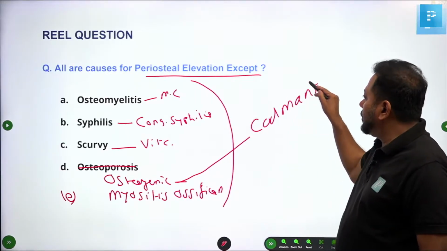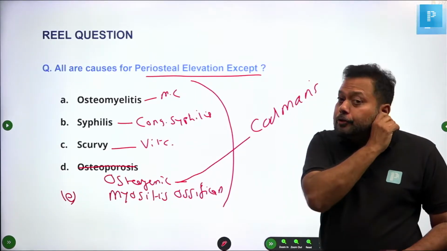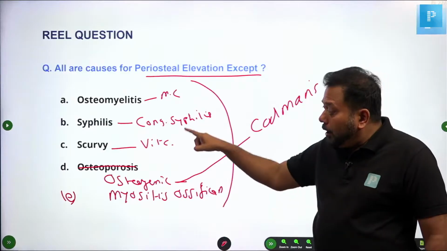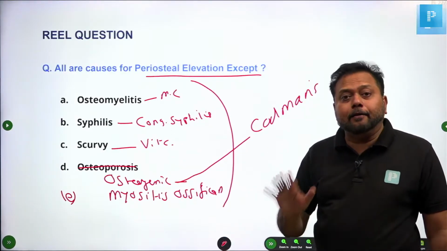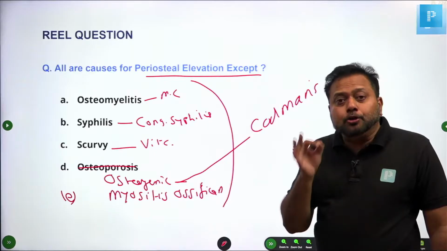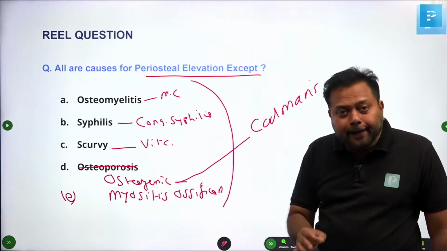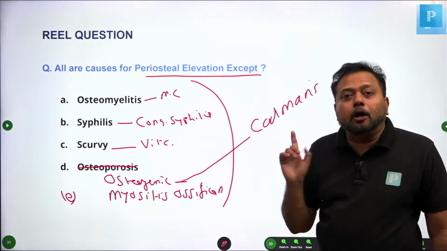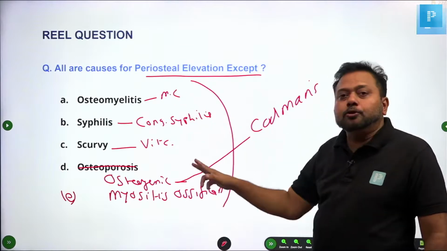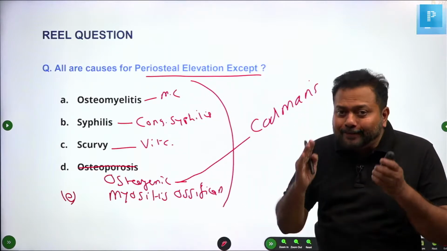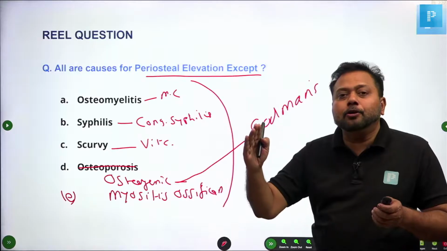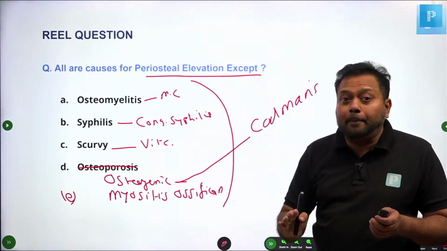This alone is called Codman's. The point I want to stress: there are 5 causes for periosteal elevation. When it is due to osteogenic sarcoma only, then only it is called Codman's triangle. In all other situations, it is called periosteal reaction. Like that, this name is reserved for periosteal elevation due to osteogenic sarcoma, Codman's triangle.